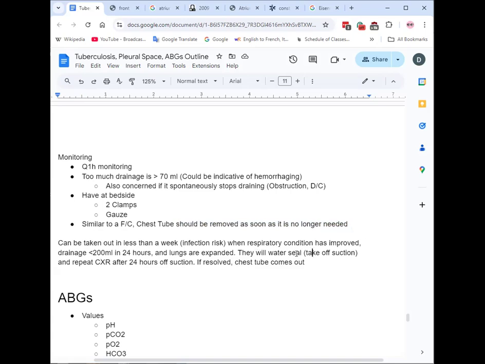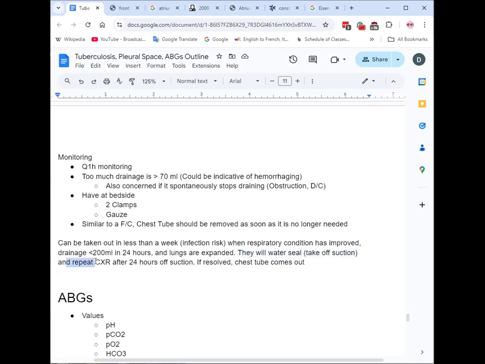So I don't know if you mentioned this or if I looked this up on my own, but I wrote down: if your drainage has been less than 200 ml in the span of 24 hours, lungs have been expanded, lung sounds are good, condition is good, maybe they did a chest x-ray, then we can consider taking them off. They might be placed on just water seal, so no suction. So they'd be on the chest tube without any suction. That's what's called being on just the water seal.